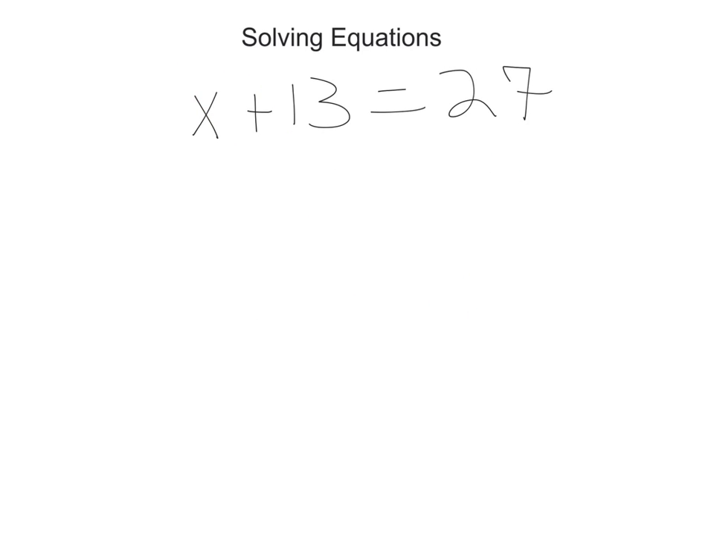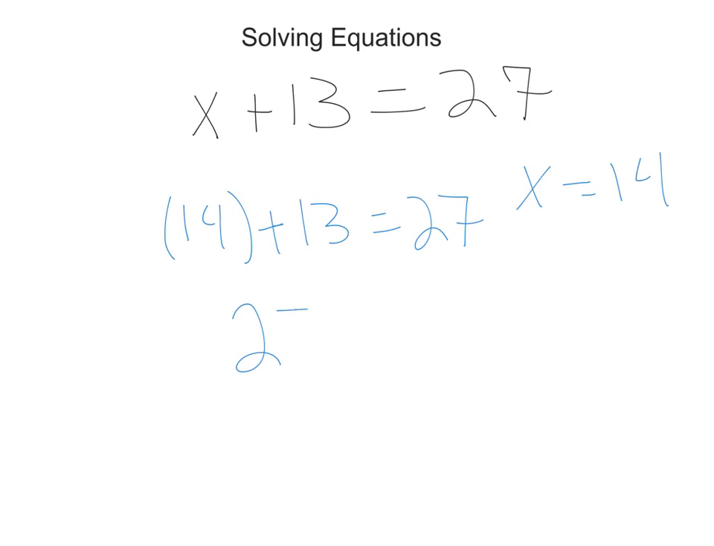The way that we check is by taking what we found, x equals 14, and putting that into our equation, replacing x with 14, adding 13 to it, and seeing if that equals 27. 14 plus 13 is indeed 27, so 27 equals 27. That checks out. We're good.